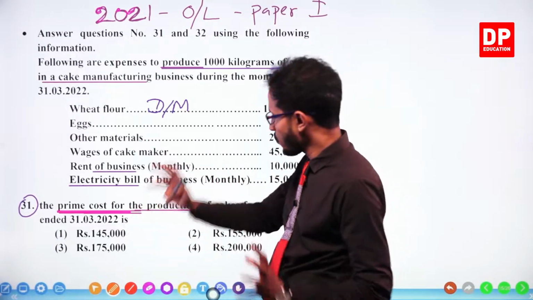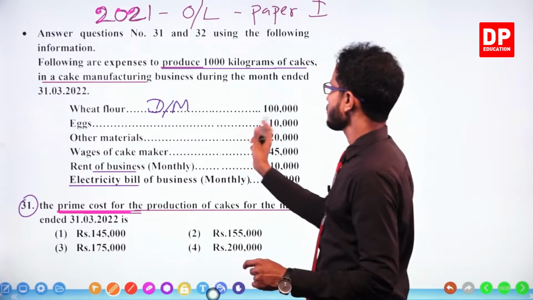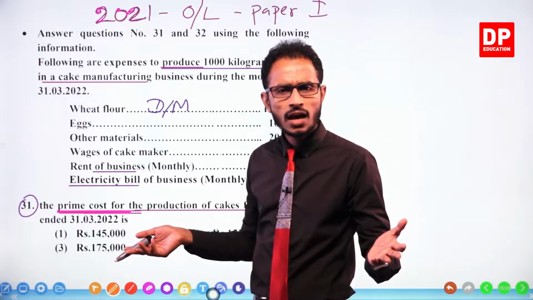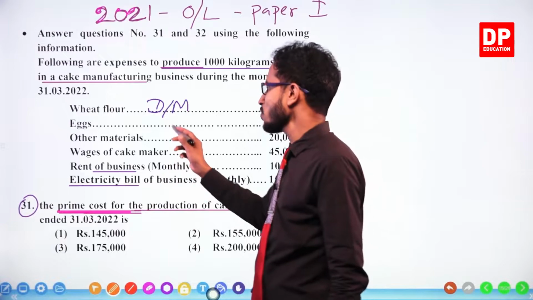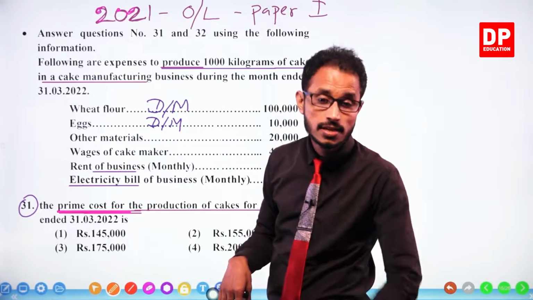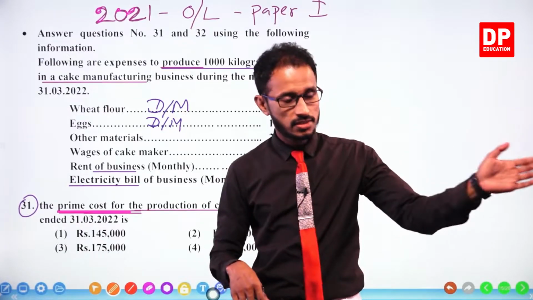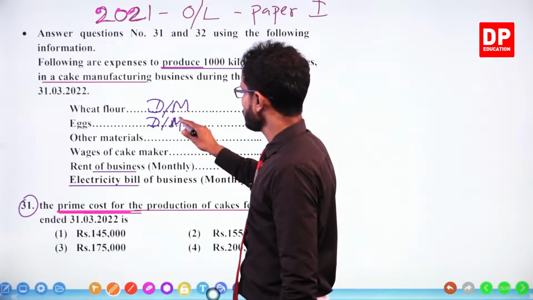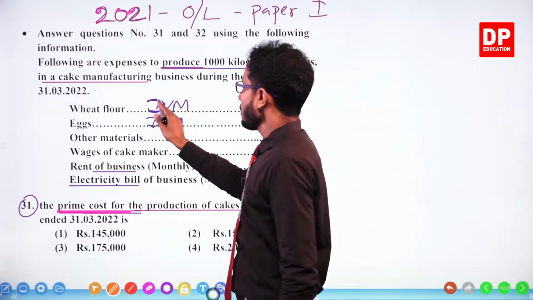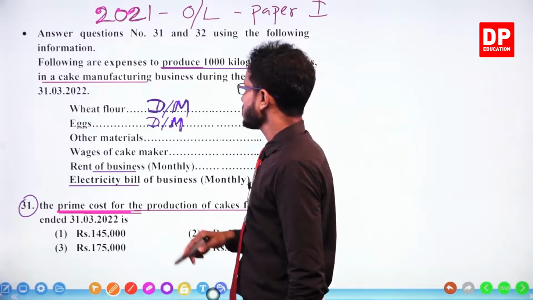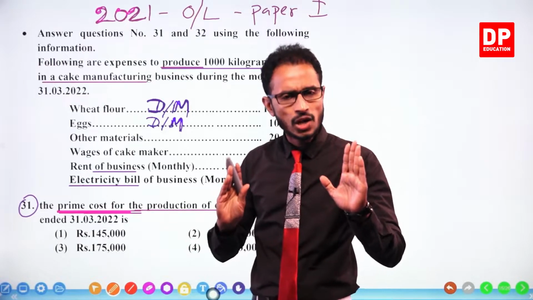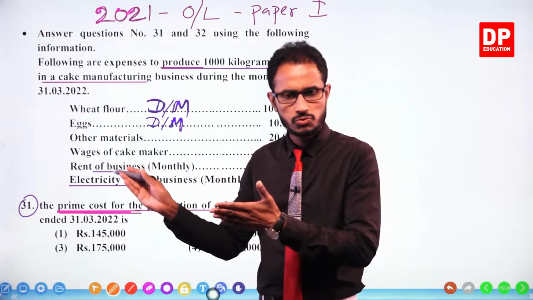For the cake production, of course, the main material is wheat flour. But what about eggs? Without eggs, can you make cakes? Try and see. That is also direct material, which cannot be omitted. Eggs must be there. So it's a direct material too, right? But how do you guess which materials are direct materials?